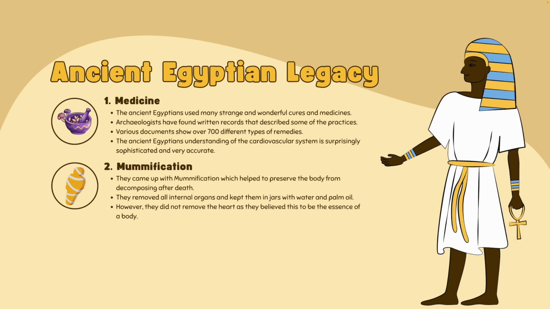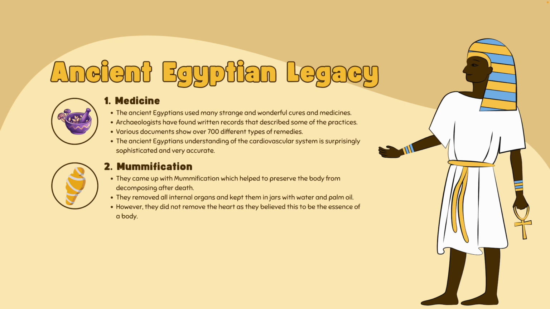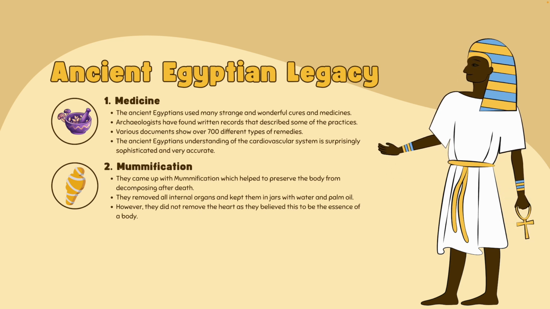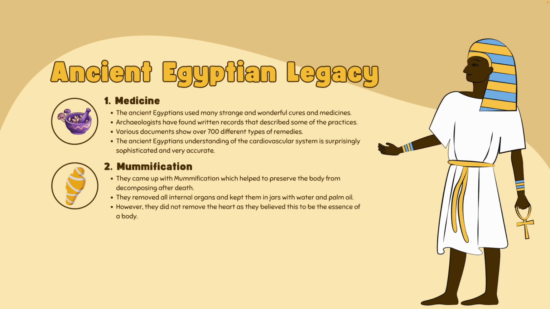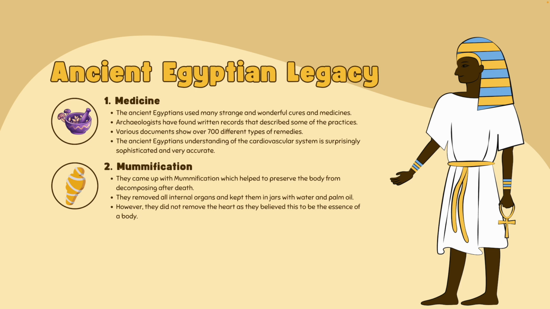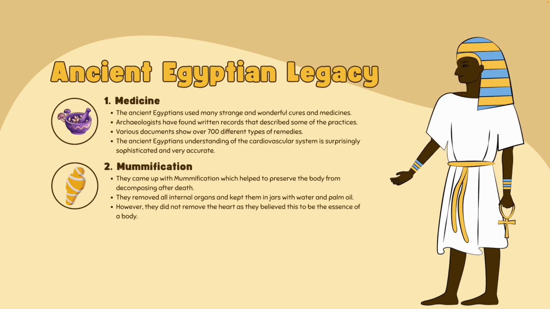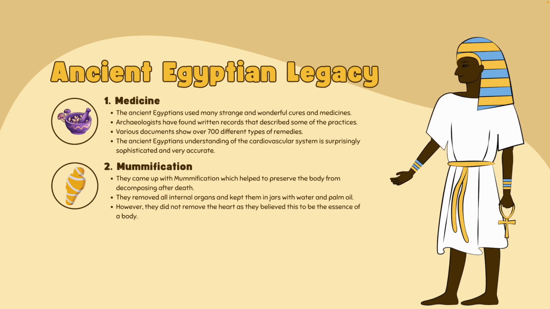And the interesting thing is that when ancient Egyptians mummified a pharaoh, they took out all the parts. So they took out all the organs, and they would put organs in different jars and different containers, and they would cover it with water and with oil. But the heart, they did not touch the heart, because they felt like this was the most important part of the body.